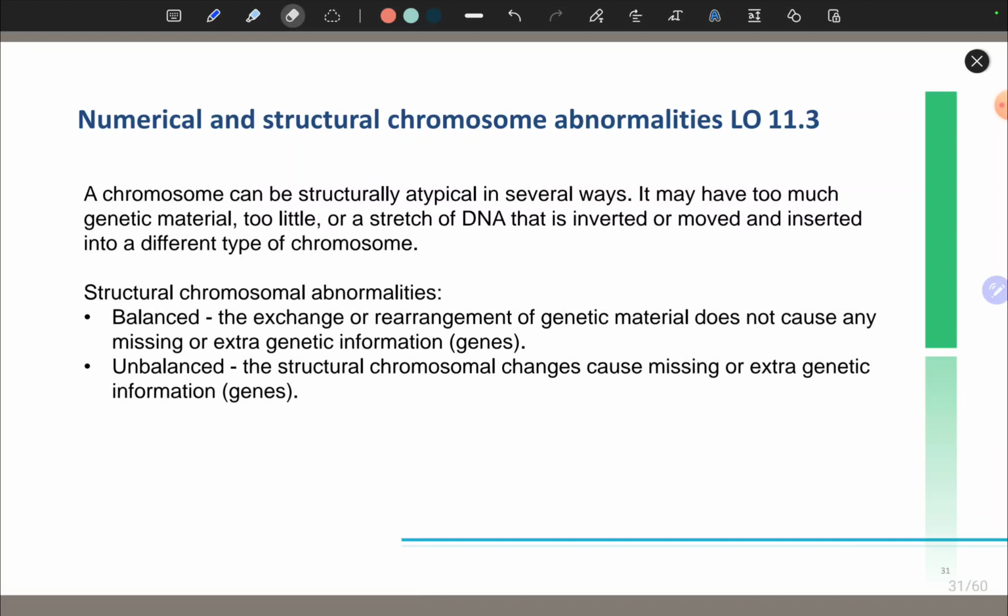Now, to understand more the structural chromosomal abnormalities, we classify them into balanced, meaning the exchange or rearrangement of genetic material does not cause any missing. So we call it balanced. The same materials are present. This is the balanced structure. It is still abnormal. Here we have the unbalanced structure. Chromosome change causes missing or extra genetic material.